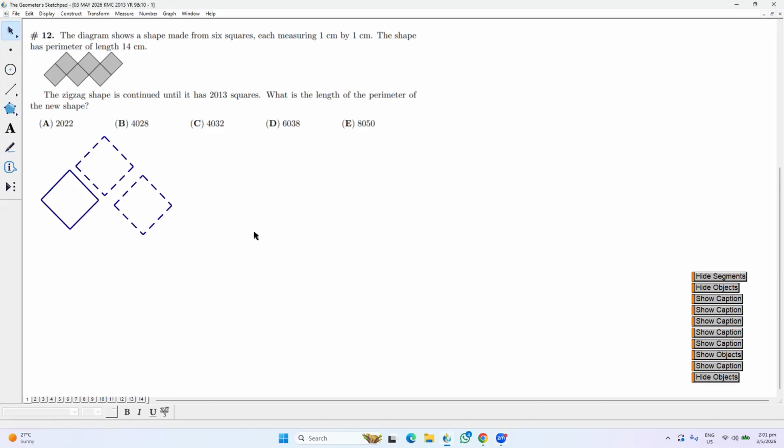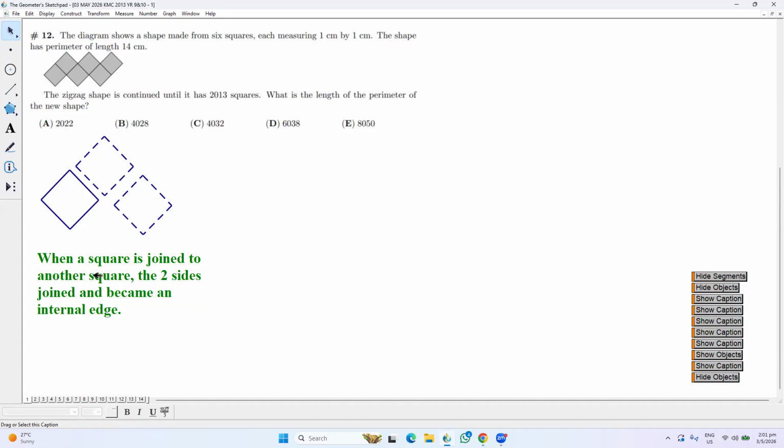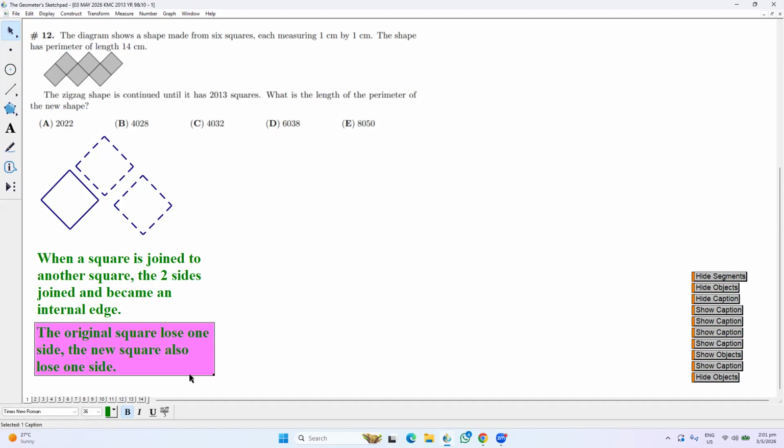Let us look at this diagram. When two squares are joined, we have one joint. When three squares are joined, we get two joints. When a square is joined to another square, two sides join and become an internal edge. The original square loses one edge, and the new square also loses one side.